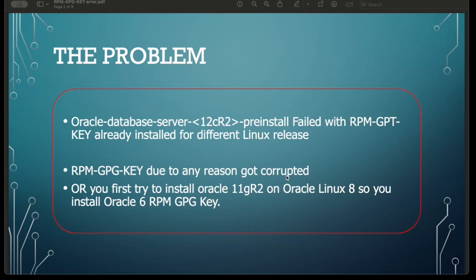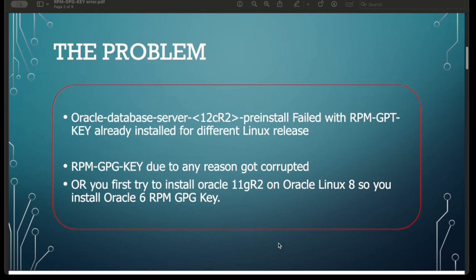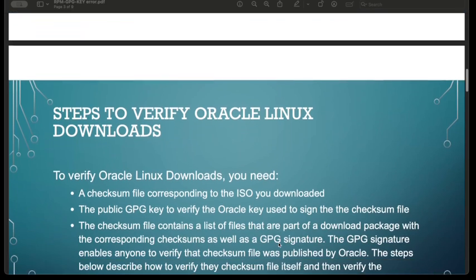Or you can face an error like rpm-gpg-key got corrupted, or maybe you installed some latest Oracle version before and now you are trying to install a previous version like 11g R2. If you installed 21c, 19c or 18c before, then you will face these types of errors.